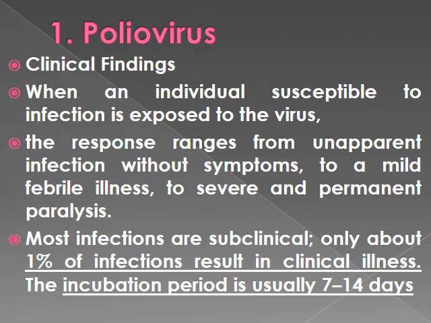Clinically, when an individual susceptible to infection is exposed to the virus, the response ranges from an inapparent infection without any symptoms, which is most common, or a mild febrile illness only, to very rarely severe and permanent paralysis. Most infections are subclinical. Only 1% of infections result in clinical illness, which is paralytic. Only 1%, fortunately. The incubation period is usually 7 to 14 days, one to two weeks. And severe illness occurs in only 1%.